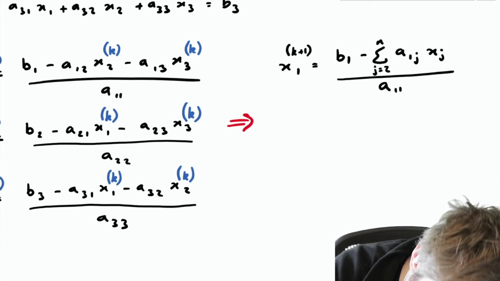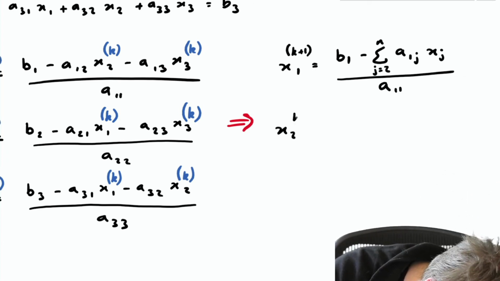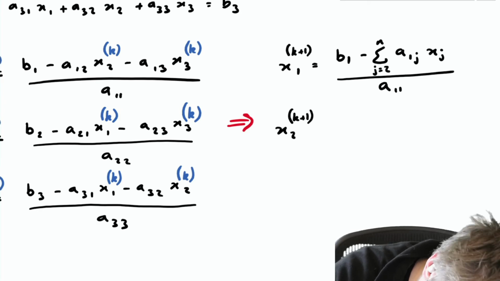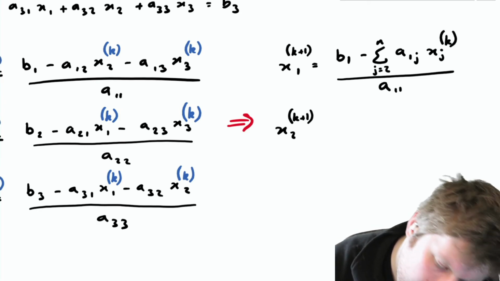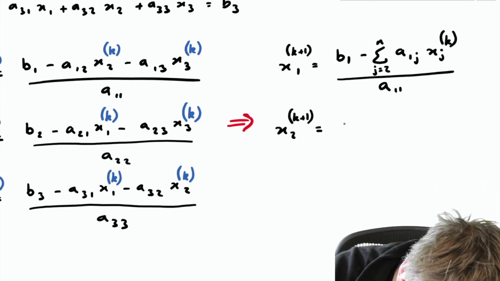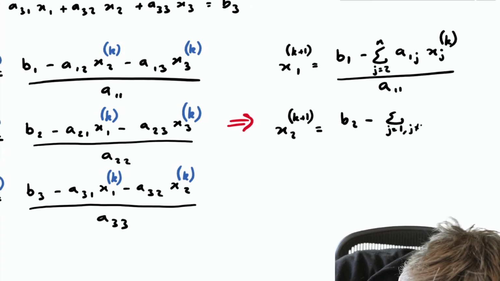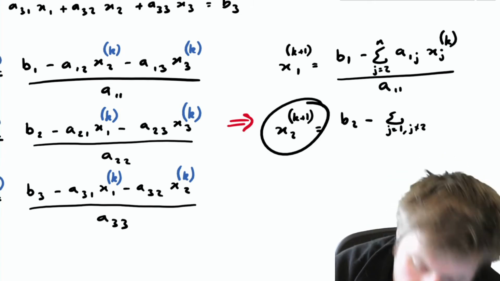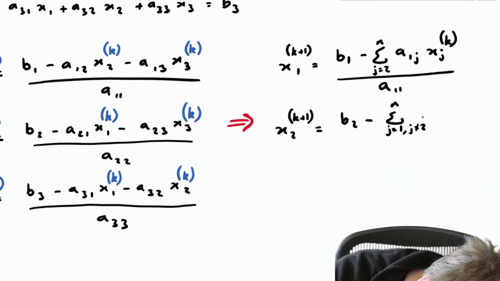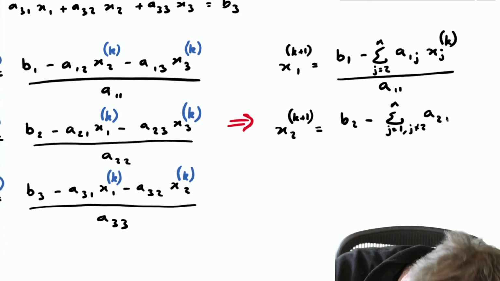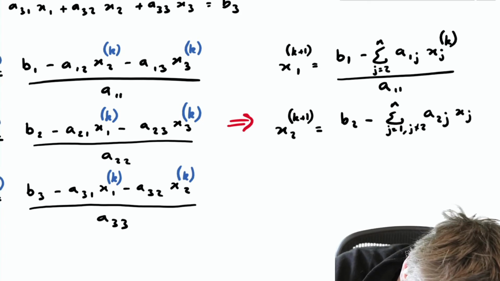And if I just show you for the next one, it'll be x2 at the k plus 1th step. Of course, this is xj at the kth step. x2 at the k plus 1th step is going to be b2, take away the sum. Well, I will start it at 1, but I can't have j equal to 2, because obviously that's the equation that I'm trying to solve for. Right the way through to n of a2j times xj at the kth step.